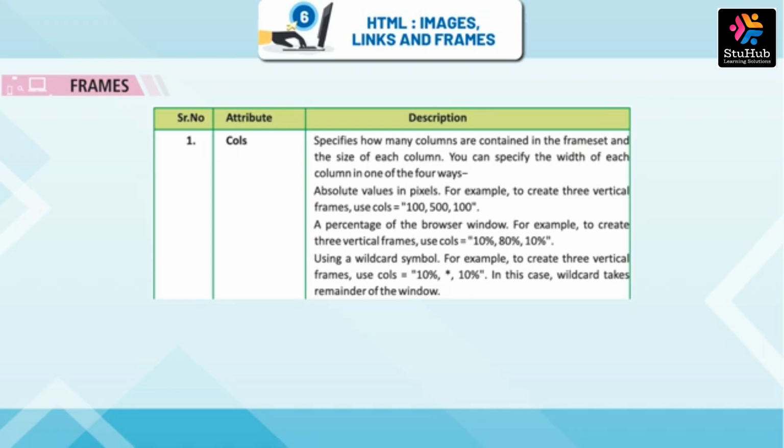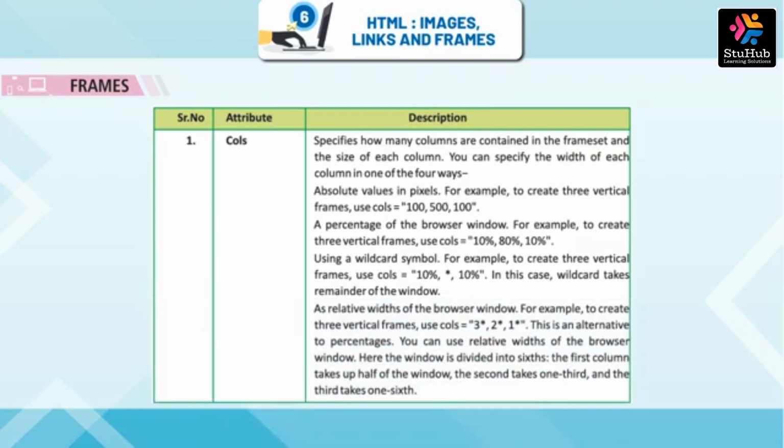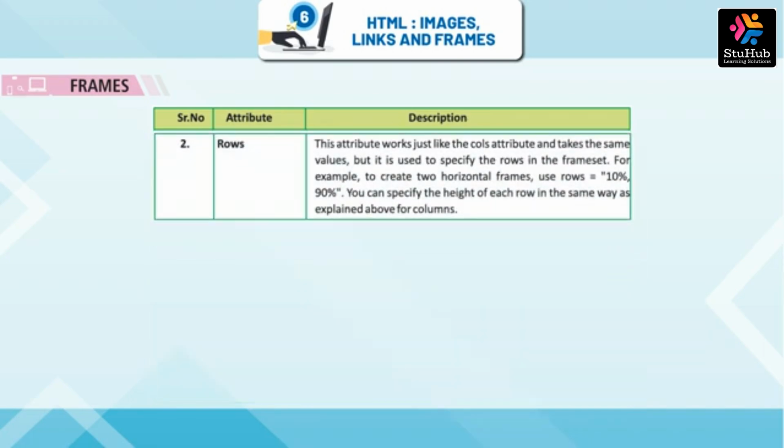For example, to create 3 vertical frames, use columns equal to 10%, asterisk, 10%. In this case, the wildcard takes the remainder of the window. You can also specify columns as relative widths of the browser window. For example, to create 3 vertical frames, use columns equal to 3 asterisks, 2 asterisks, 1 asterisk. This is an alternative to percentages. Here the window is divided into 6. The first column takes up half of the window, the second takes 1/3 and the third takes 1/6.